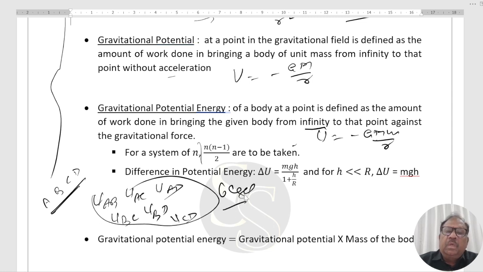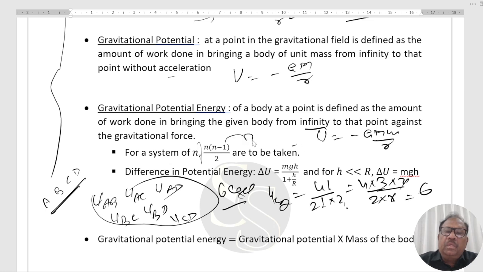6 cases means 4C2, that is factorial 4 upon factorial 2 into factorial 2, that is 4 into 3 divided by factorial 2, upon 2 into 2. This comes out to 6. So this is equal to nC2. If there are n particles in the system, then the potential energy of the system will be taken by considering the pairs nC2, which on simplification gives n(n minus 1) by 2.